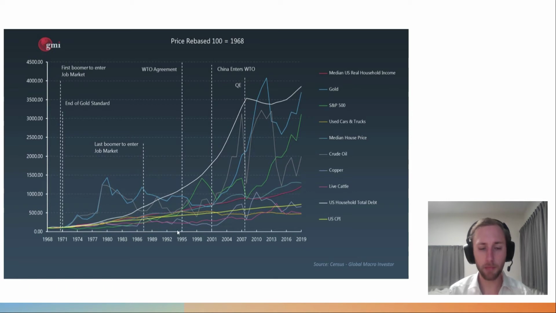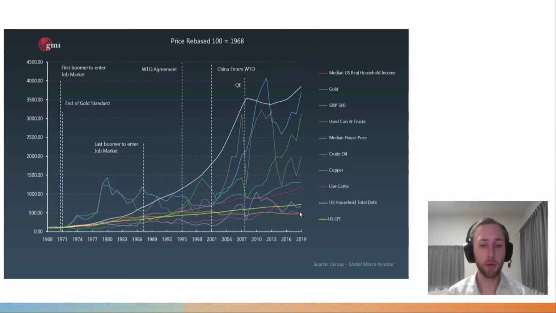They all started equal. And what you can see, the outperformers here are gold, the S&P 500, crude oil, even copper. What that tells you is that these are all investment products. Gold is an investment product, the S&P 500, which are stocks, is an investment product. So investment products have been getting more expensive over the years. And on top of that, the amount of debt, that's the white line seen here, has also grown exponentially. And we all know that debt is something that pulls you down.